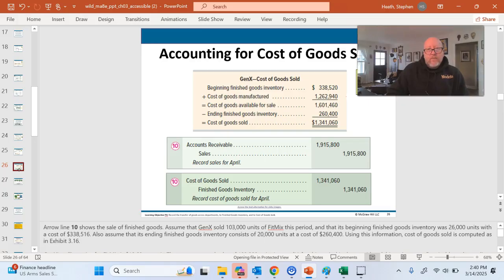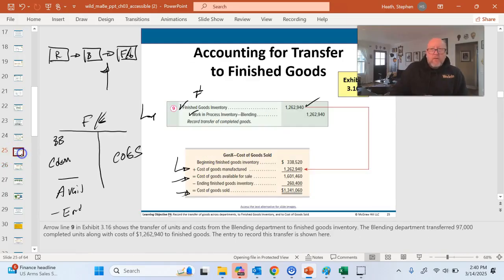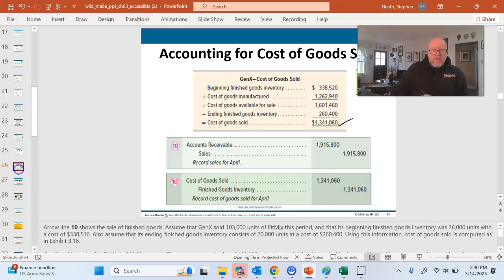All right. So when I make the sale, we just backed into cost of goods sold, 1,341,060, and that's just beginning balance plus cost of goods manufactured, gives us everything available. And then we have ending inventory, leads into cost of goods sold. And then this next journal entry, every time we make a sale, there's two journal entries that we make in a perpetual inventory system. The first one is to record revenue, and this is made sales on account. And then the second one is to record the cost of goods sold.